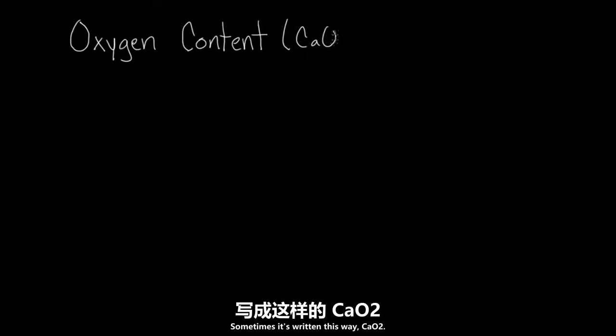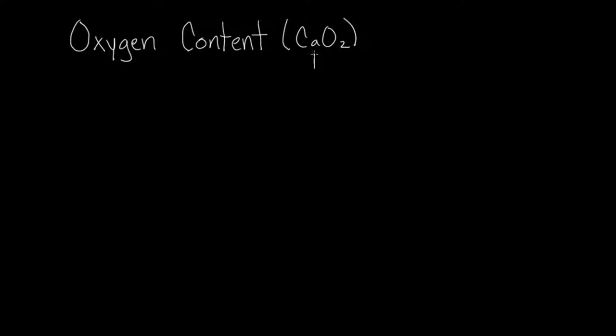Let's talk about oxygen content. And I'm going to actually spell it out two ways. One is kind of the full word, oxygen content, or the full term. And then I'm also going to give you the shorthand, what you might see. Sometimes it's written this way, CaO2. And the C is the content, the little a is arterial, and the O2 is oxygen.